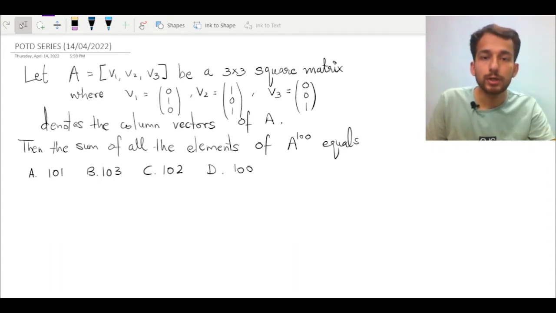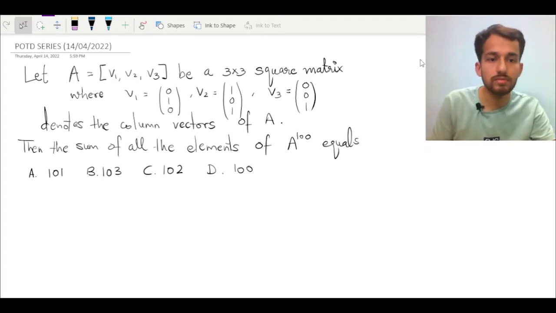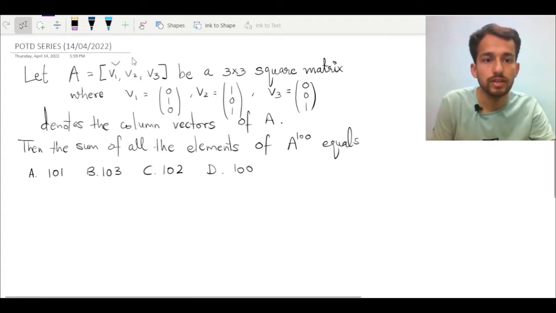Today we're going to discuss the problem of the day, which is we are given a 3 by 3 matrix whose columns are denoted by V1, V2 and V3 respectively, and the values are here, and we have to find the sum of all the elements of this matrix A raised to the power 100.